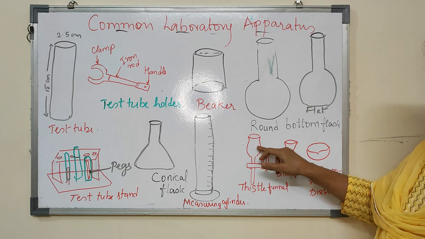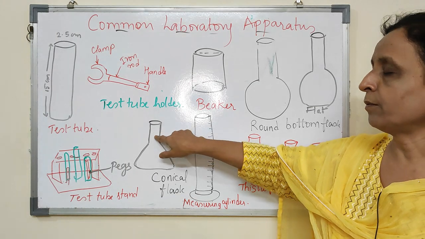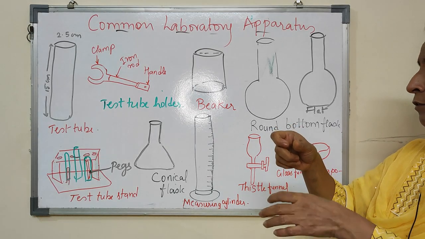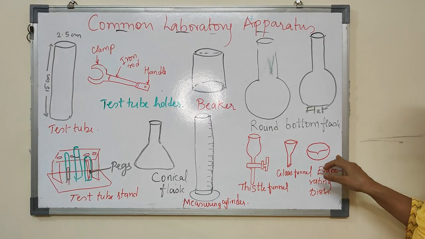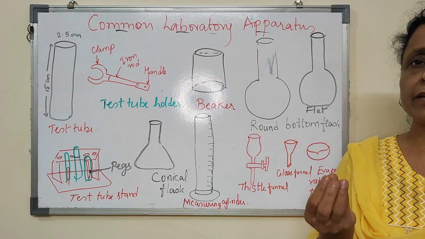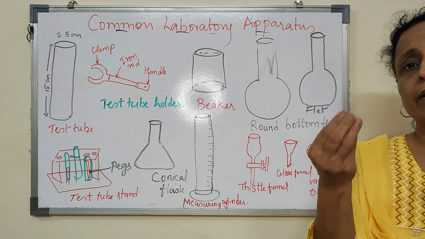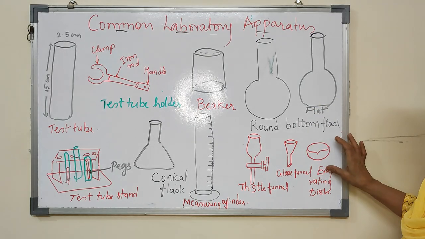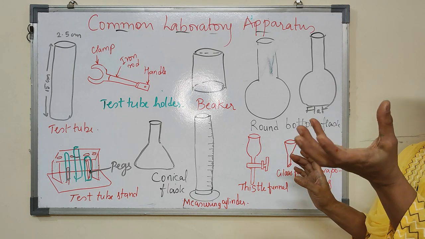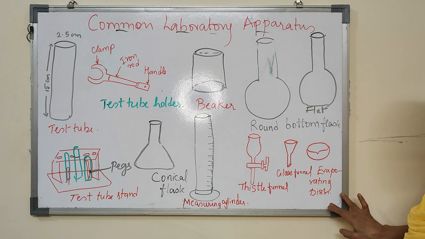The chemicals can be put in a controlled manner. A glass funnel can be put on this conical flask. Here again, for titration and all, you have to use a conical flask. Then the evaporating dish. If you are carrying out an experiment where evaporation has to take place, like salt water evaporation to get back the salt, you have to use an evaporating dish. It's like a small porcelain bowl which is used as an evaporating dish.